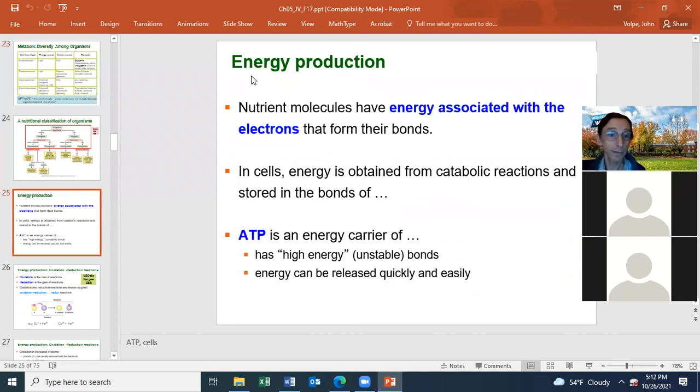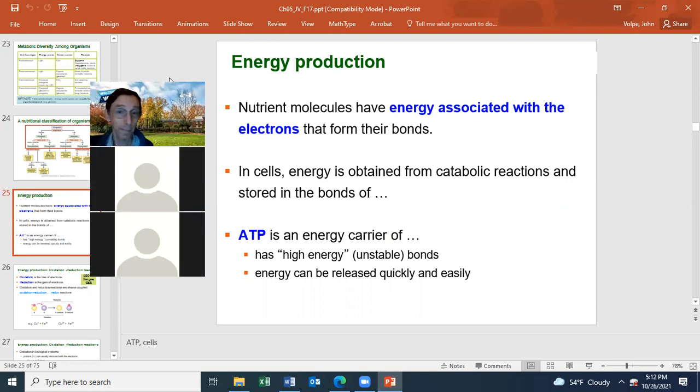All right, let's switch gears and say that all molecules have energy associated with them. And this is especially true of the nutrient molecules. The energy is in the electrons that form the bonds, the chemical bonds of that molecule. And in cells, energy can be obtained from these bonds. And catabolic reactions break these bonds, and that can release the stored energy.